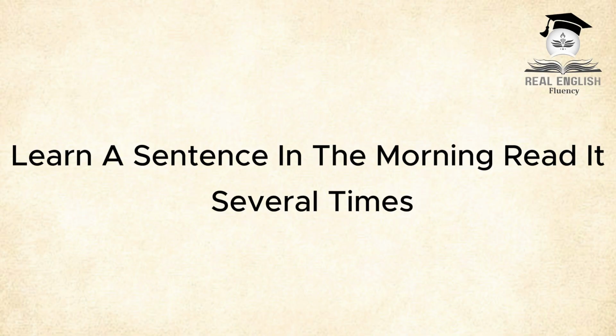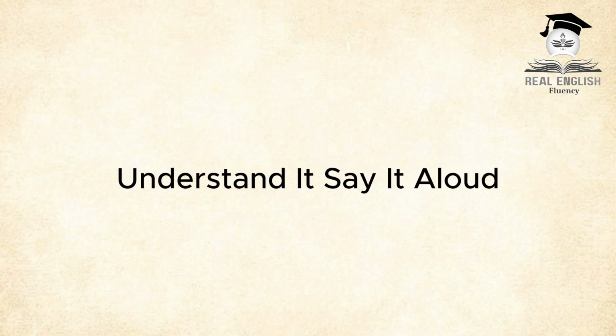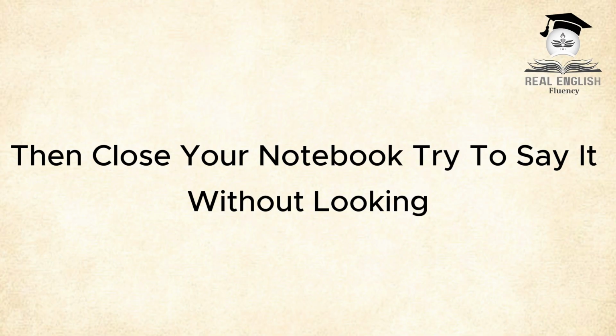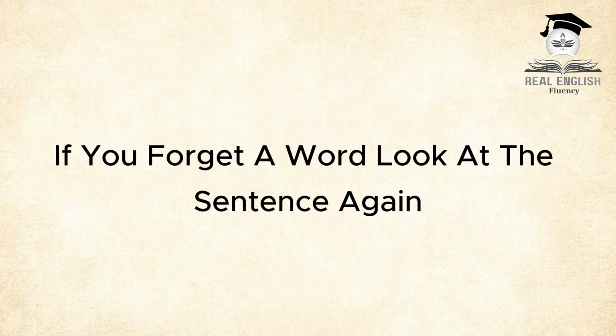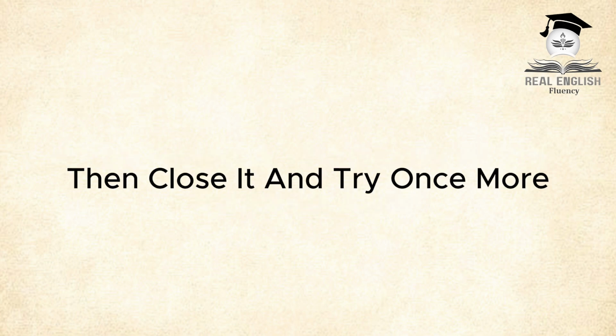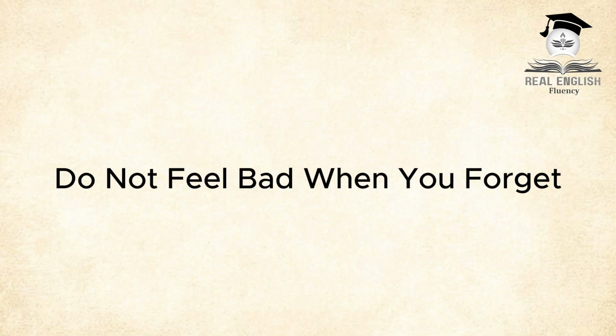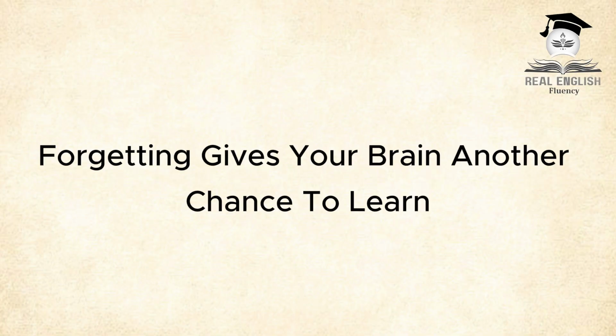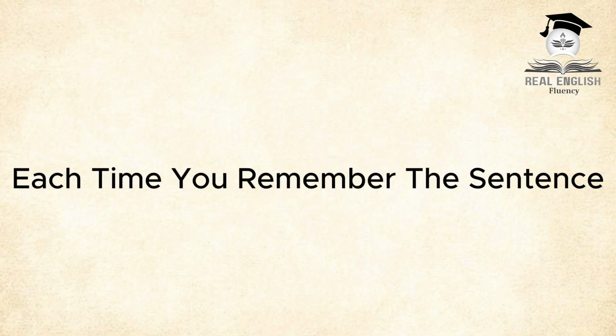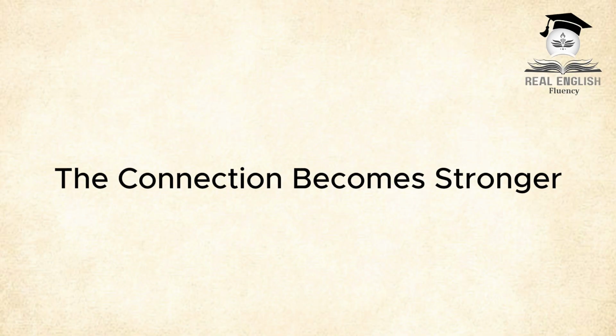Learn a sentence in the morning. Read it several times. Understand it. Say it aloud. Then close your notebook. Try to say it without looking. If you forget a word, look at the sentence again. Then close it and try once more. Do not feel bad when you forget. Forgetting gives your brain another chance to learn. Each time you remember the sentence, the connection becomes stronger.